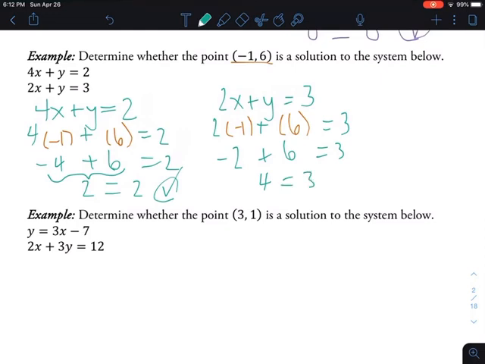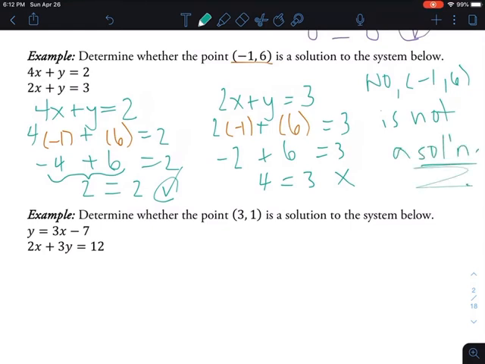Now, this is the first example of a statement that doesn't make sense, right? Is 4 equal to 3? No, it is not. So, no, negative 1, 6 is not a solution. I forgot to mention that this is my abbreviation for solution. Okay, so feel free to use it. I don't know if we've used that or not this year, but in case we haven't, there you go.